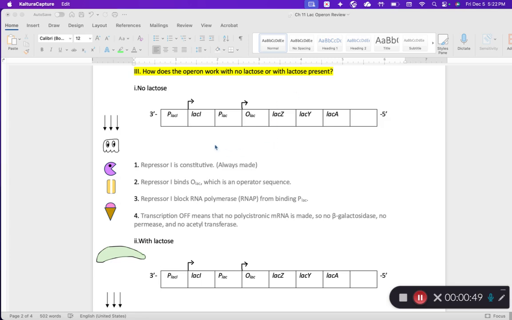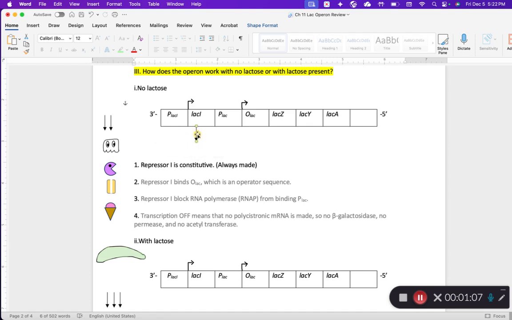The first thing that's going to happen every time is that this repressor I is going to be made. Repressor I is constitutive, and what constitutive means is that it's always going to be made. So here we have our lac I making our repressor. There we go, we have our repressor, it's made. Repressor I is constitutive, meaning the repressor is always going to be made.